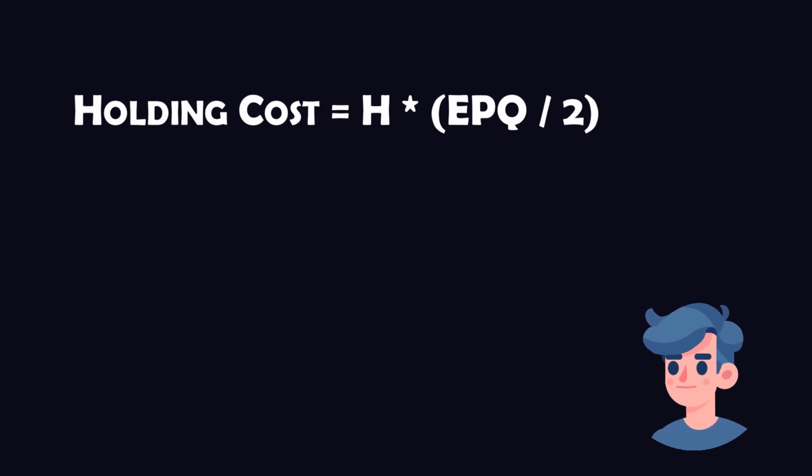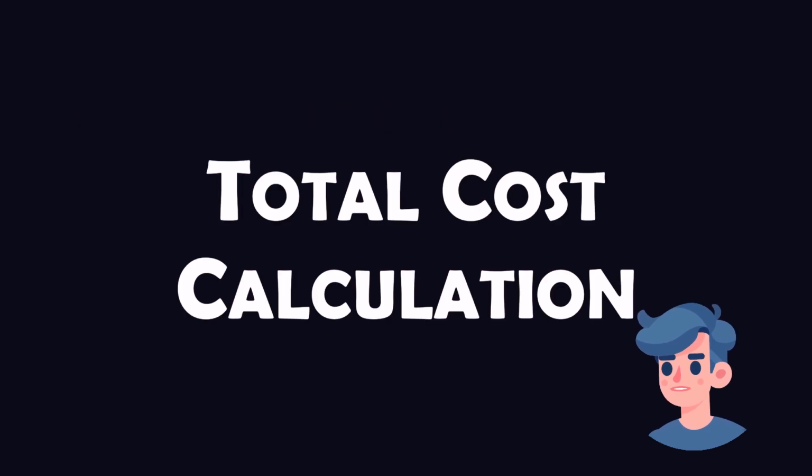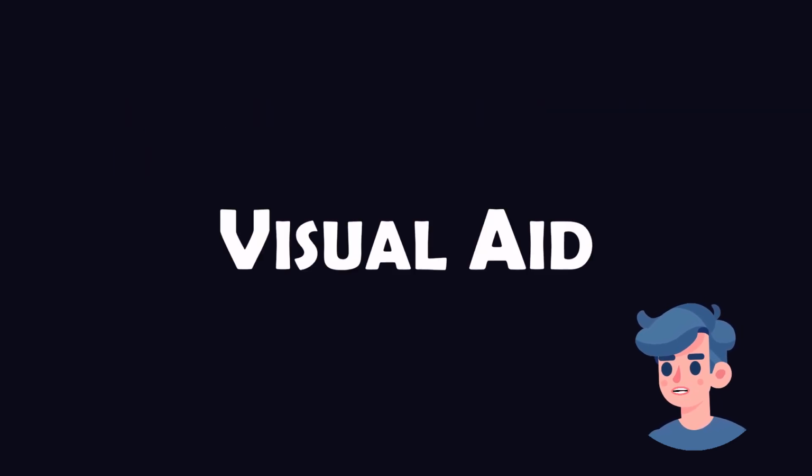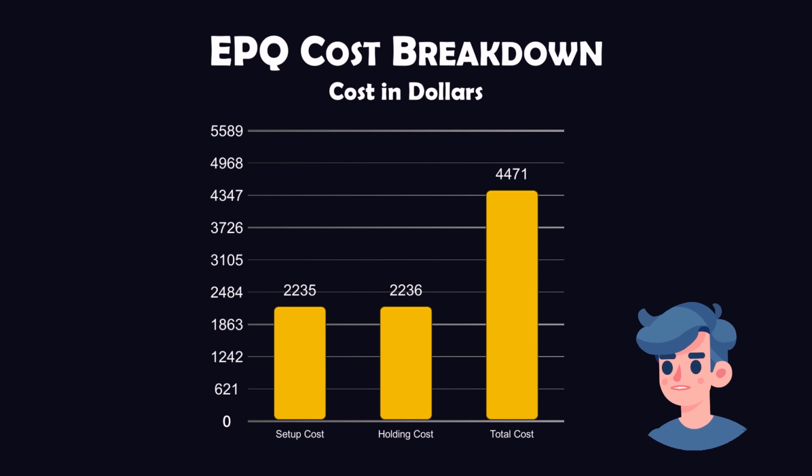Using our values, $2 times 2,236 divided by 2 equals $2 times 1,118 equals $2,236 annually. So, our total cost becomes the sum of setup and holding costs. $2,235.75 setup cost plus $2,236 holding cost equals $4,471.75 annually. Now for visual learners, let's plot these costs on a graph.